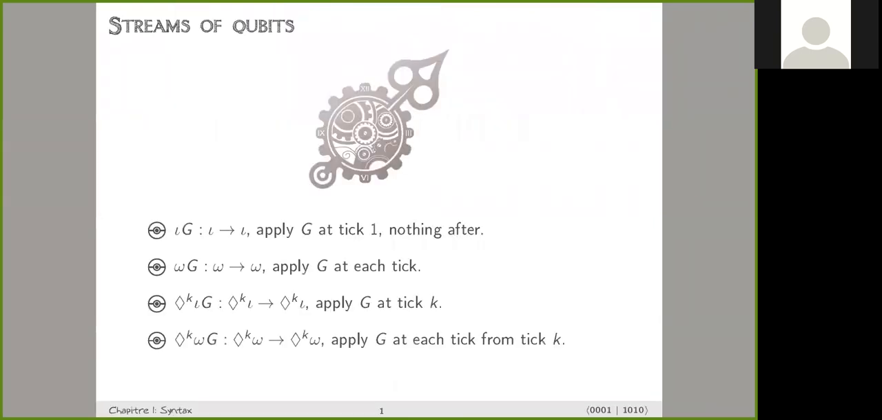So the global model is that usually you have some qubits, you have your diagrams, you apply it on your qubits, and you have some outputs. You have a one-shot model like this.